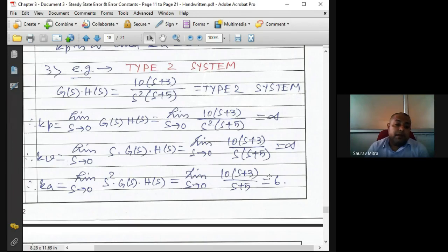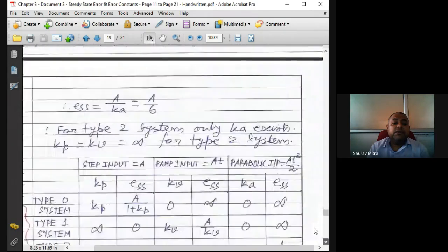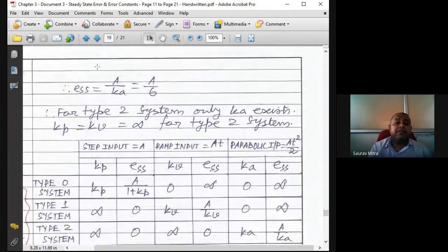So one very big conclusion we can find from here is that Kp will be finite if it is a type 0 system, Kv will be finite if it is a type 1 system, and Ka will be finite if it is a type 2 system. I'll repeat: Kp will be finite if it is a type 0 system. Finite means some value, 2, 5, 10, 20. Kv will be finite if it is a type 1 system and Ka will be finite if it is a type 2 system.